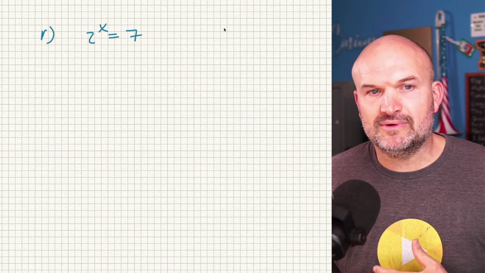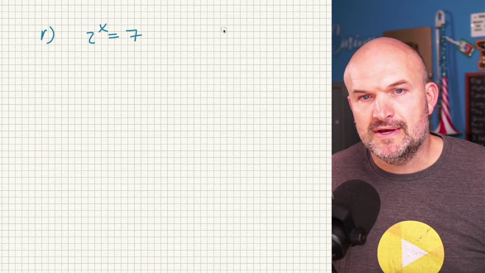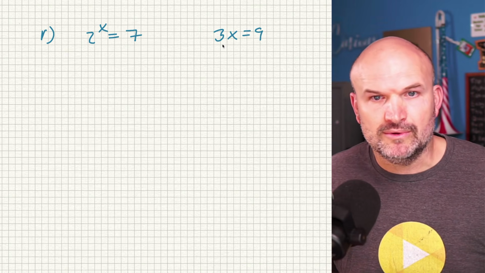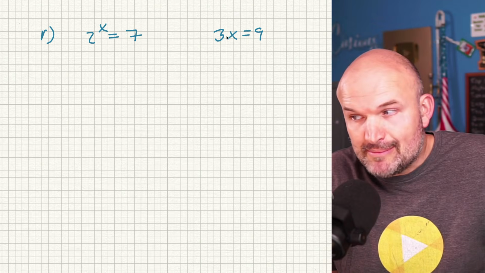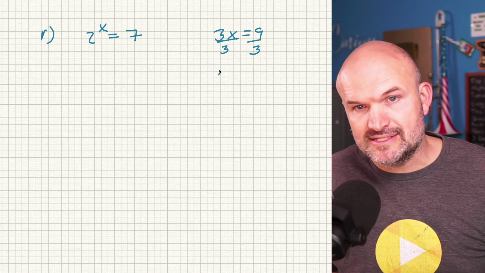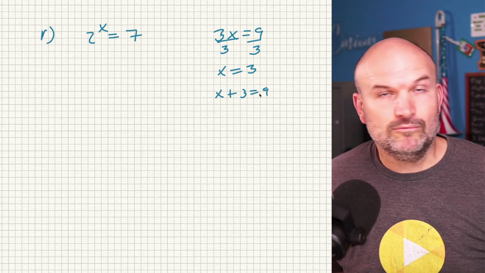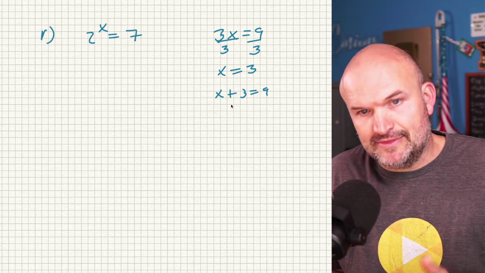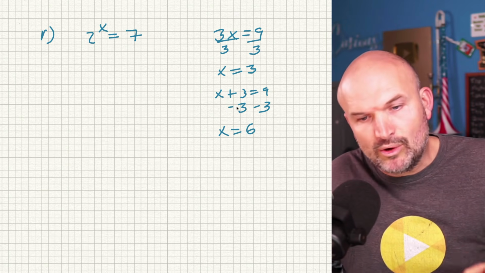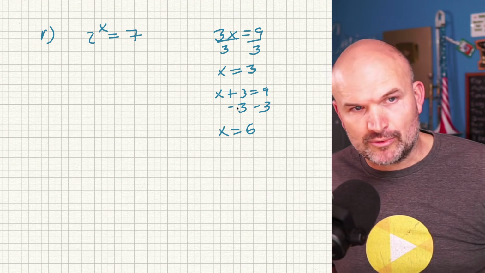And the way that I like to kind of introduce this with my own students is just think about inverse operations. Like if I had 3x is equal to 9, what would you do? Well, we say, oh, x is being multiplied by 3, right? So to undo multiplication, I would divide by 3 on both sides. So x equals 3. And if I had x plus 3 is equal to 9, what would you do? Say x is being added by 3, so I'd subtract the 3 on both sides. So x is equal to 6. Now, the important word that I said in both of those two examples was the inverse operation.